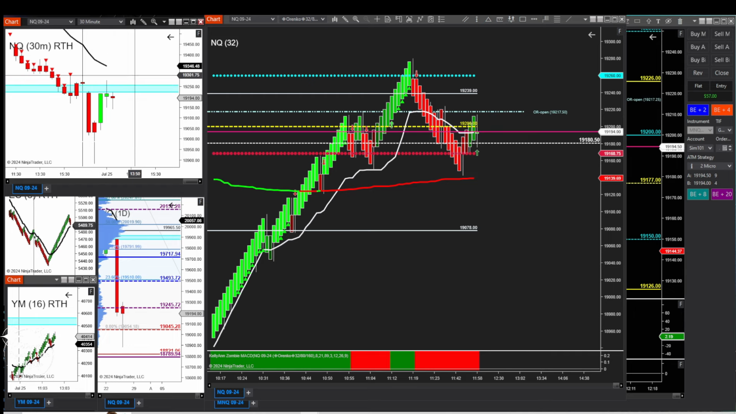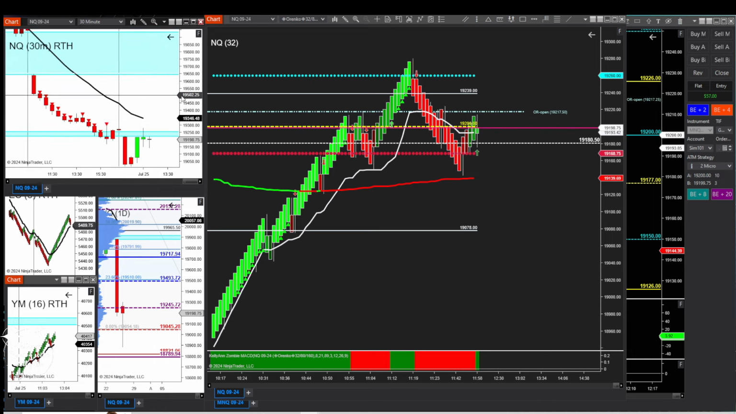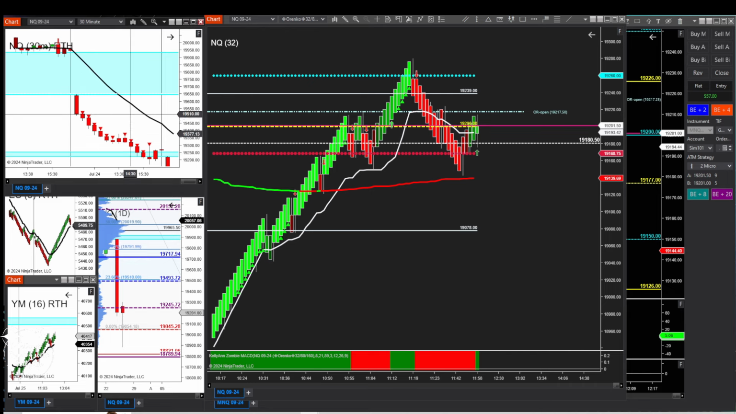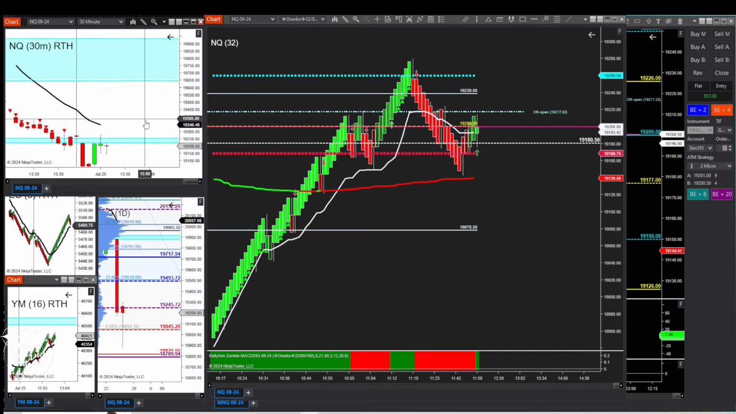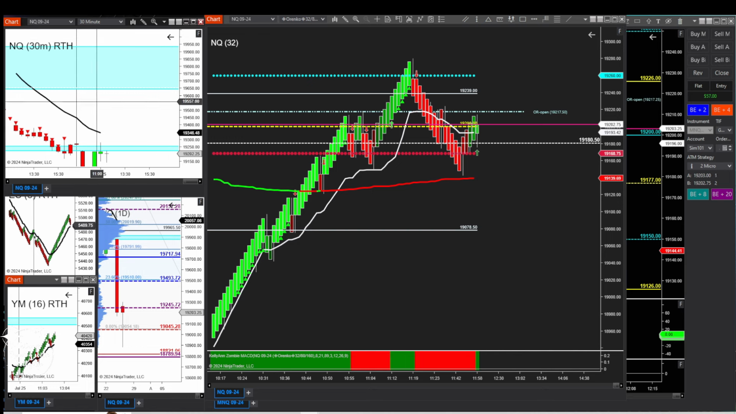80% of the time we fill these session gaps before the end of the day. 80% is pretty high, so it's important to know where those gaps are. Yesterday we gapped and just went, here we go. We are going to come back and fill that gap, so I keep it marked on my charts. And this is a target for me. If we start getting up near that area, I'm going to be shooting for that gap fill.